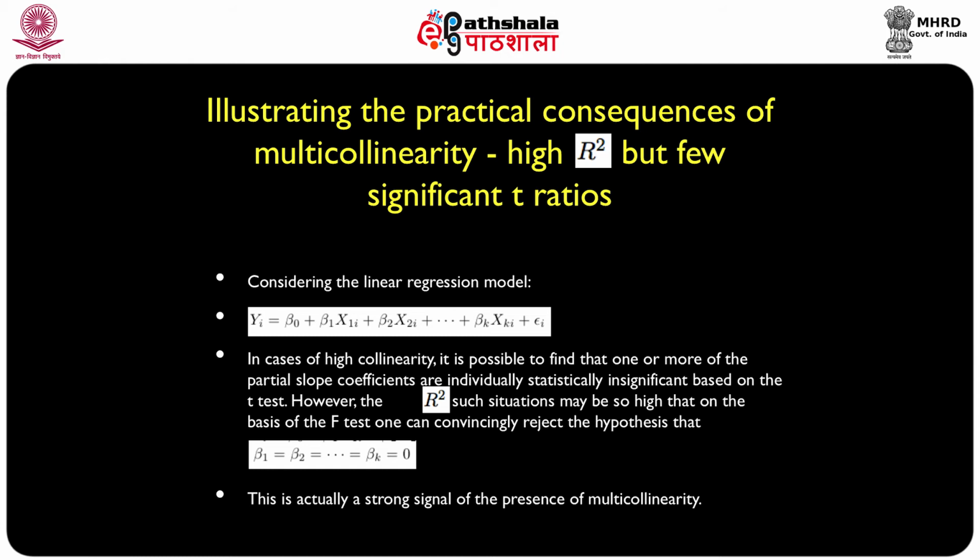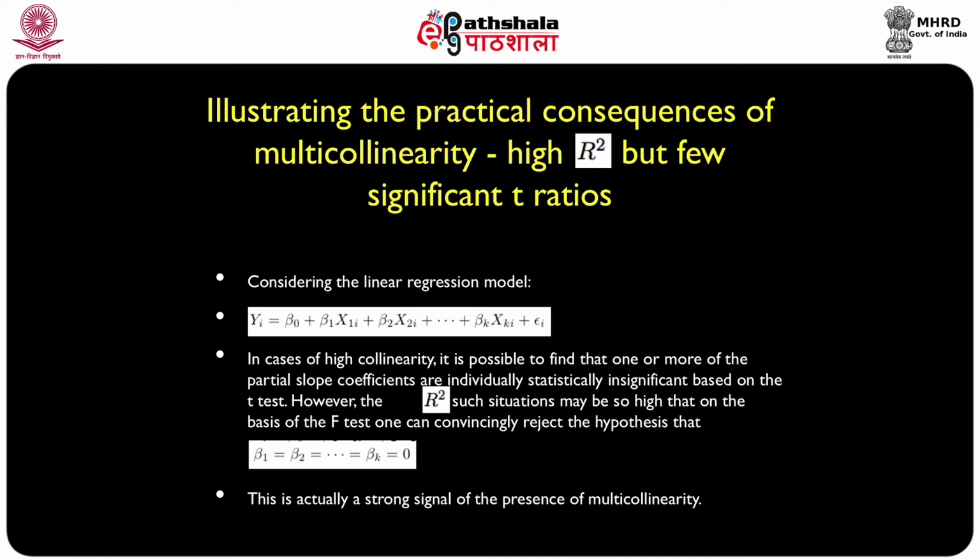And the next practical consequence of multicollinearity is high values of R square but very few significant t ratios. Let us consider the linear regression model y_i equals beta naught plus beta 1 x1i plus beta 2 x2i plus ... plus beta k xki plus epsilon_i. In cases of high collinearity, it is possible to find that one or more of the partial slope coefficients are individually statistically insignificant based on the t-test.